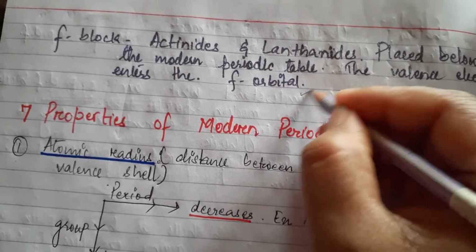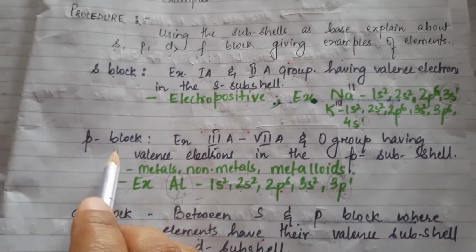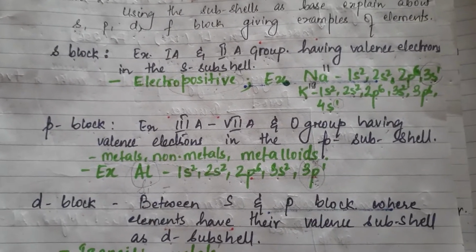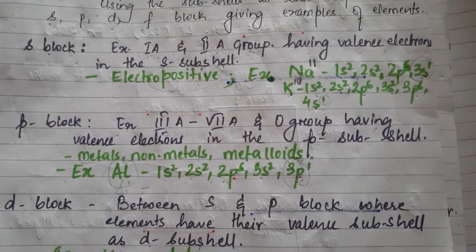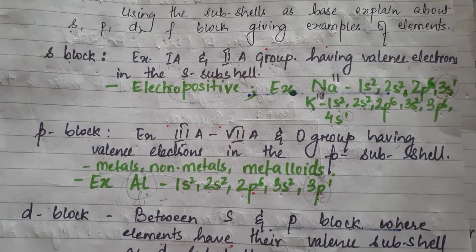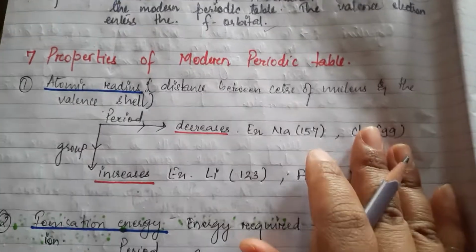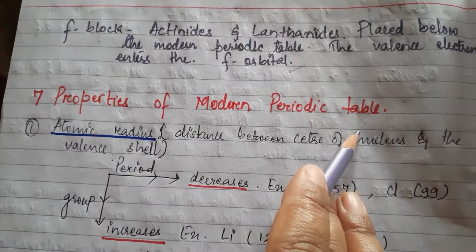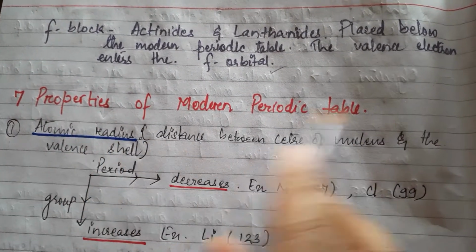So when we look at these, we see that our modern periodic table is made of S, P, D and F blocks, and the elements have been arranged in these blocks according to their electronic configuration, according to the increasing atomic number, and according to their atomic masses also. Now, after the modern periodic table has been made, let us look at the properties of the modern periodic table. What information does the modern periodic table give us? There are 7 pieces of information that a modern periodic table gives us.